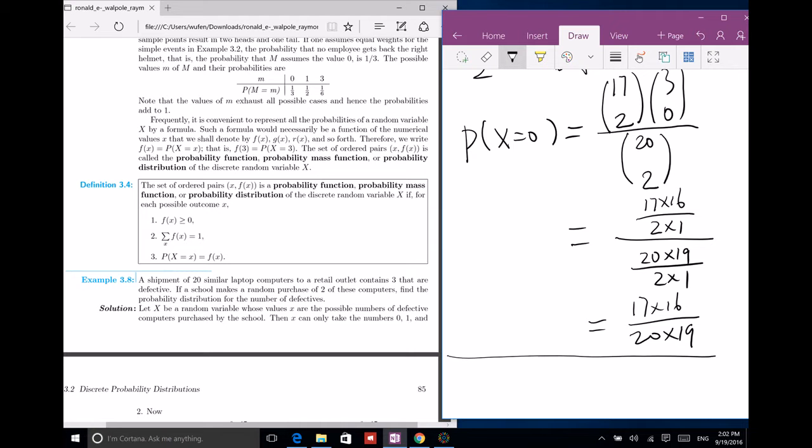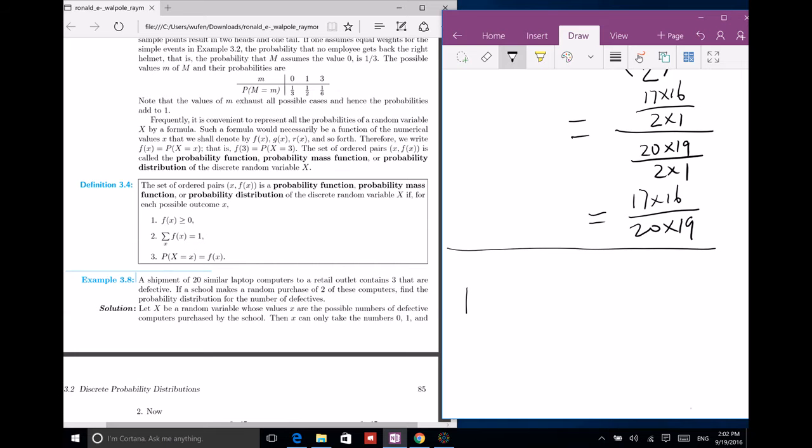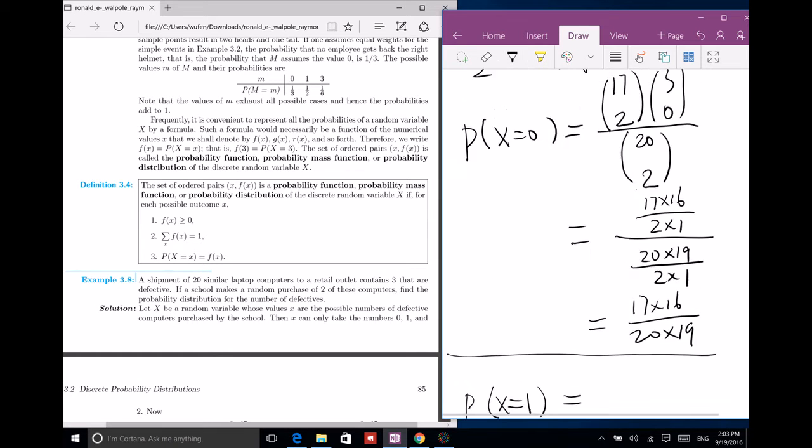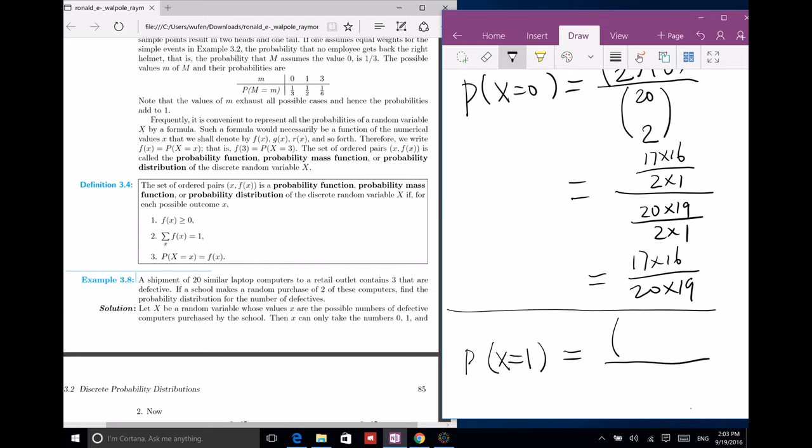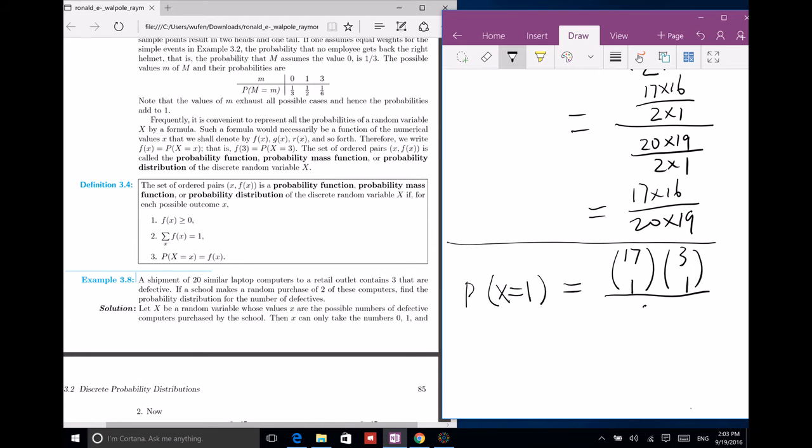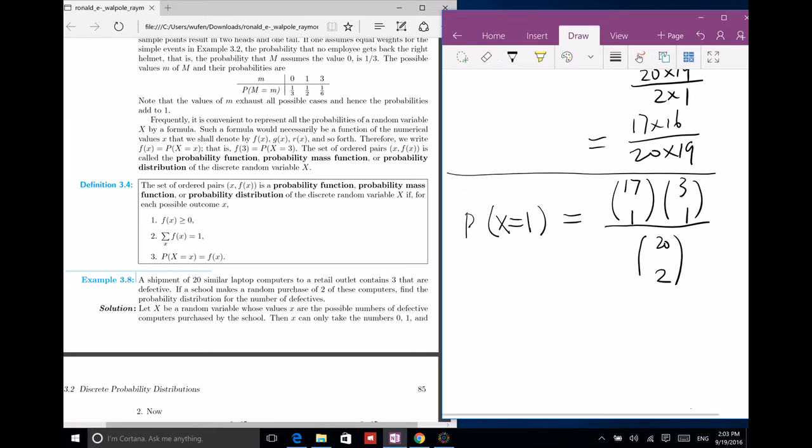0 computers are defective. Now what about 1 computer defective? If 1 computer is defective, it means you choose 1 from the good computers, so choose 1 from 17. You choose another one from the 3 bad computers. Okay, and the total sample space, you just randomly choose 2 from 20. Then the answer is going to be 17 times 3, because 17 times 1 is 17, and 3 choose 1 is 3. And the bottom is still 20 times 19 over 2 times 1. Okay, you can use the calculator to do that.